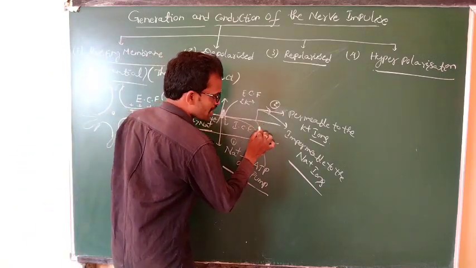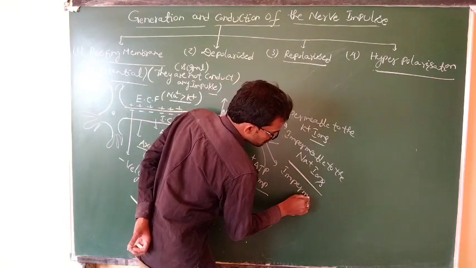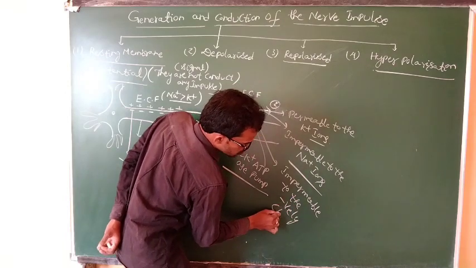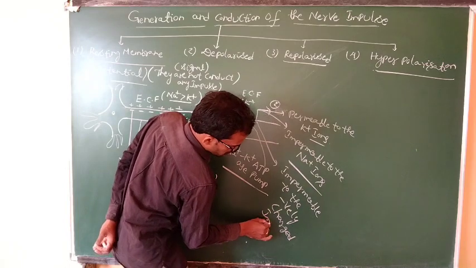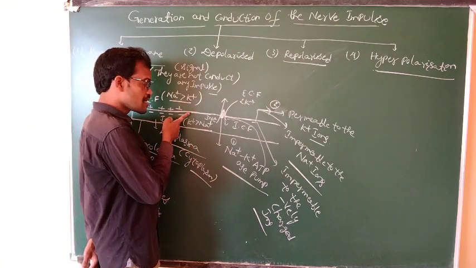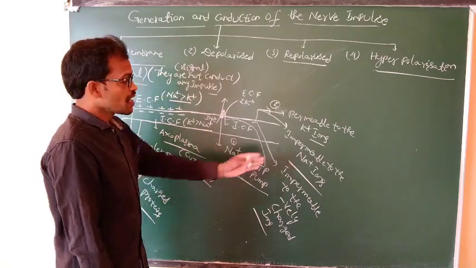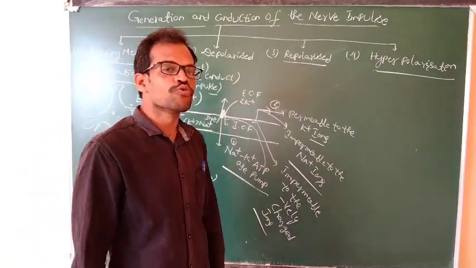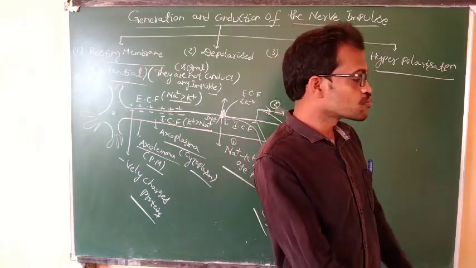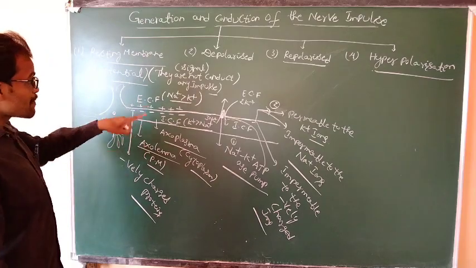The membrane is also impermeable to negatively charged ions, so these negatively charged ions do not move to the outside. Because it is impermeable to sodium, sodium does not move from outside to inside. Potassium ions move from inside to outside. Outside positive, inside negative is maintained with the sodium potassium pump. That is the resting membrane potential.